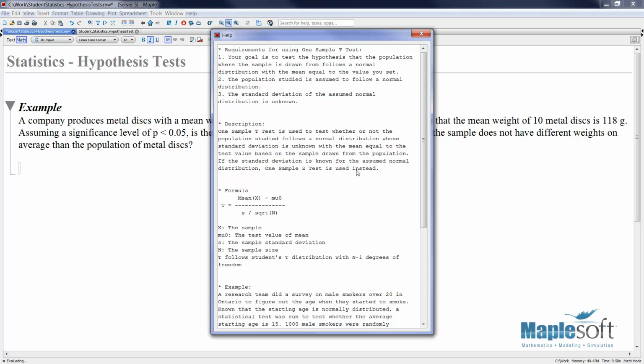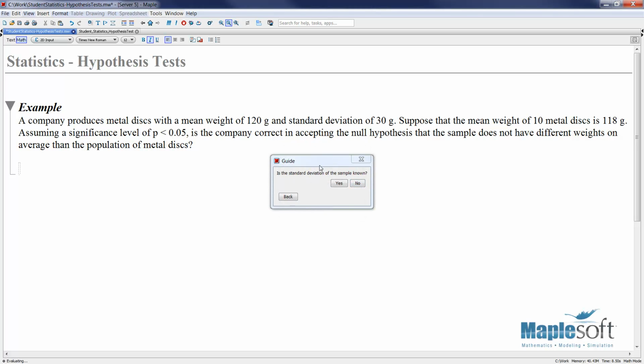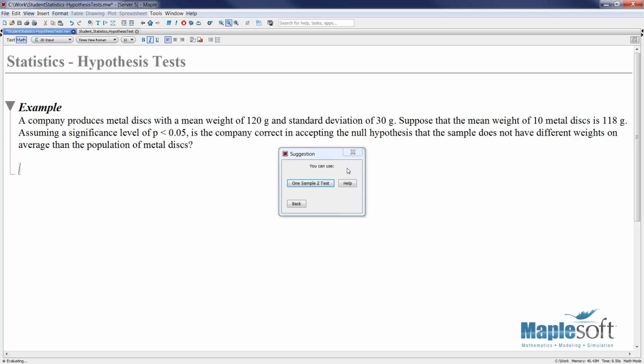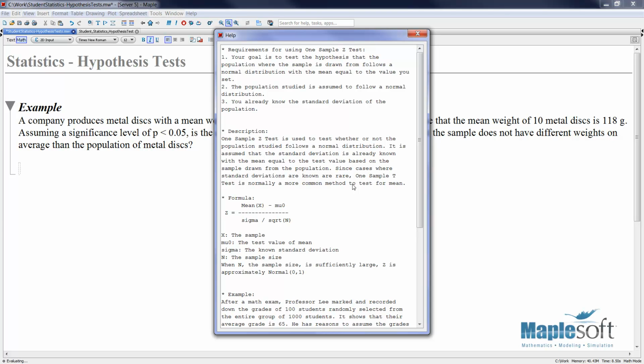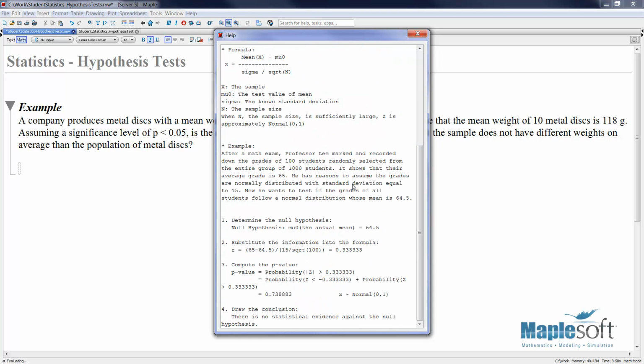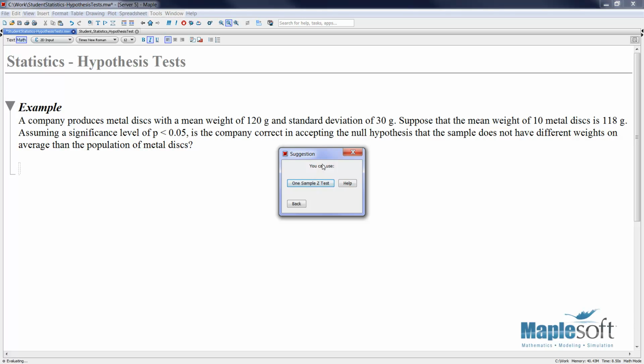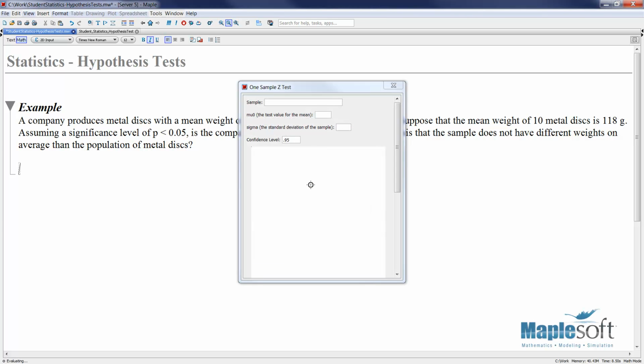We can even press help here to find out a little bit more about this one sample t-test. But getting back, in our case, we do know the sample standard deviation. So we will click yes here in order to find that the most relevant test is in fact the one sample z-test. If we want to get more details, we can press help here. And this will give us some of the background on the z-test, as well as an example on how the z-test can be applied. Now, even more importantly, we can also use the test guide to run a z-test. So if we'd like, we can now press right here where it says one sample z-test in order to run a one sample z-test on some data.